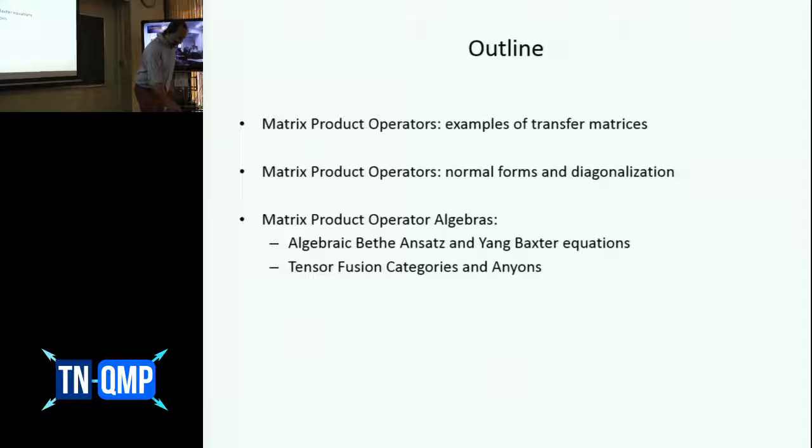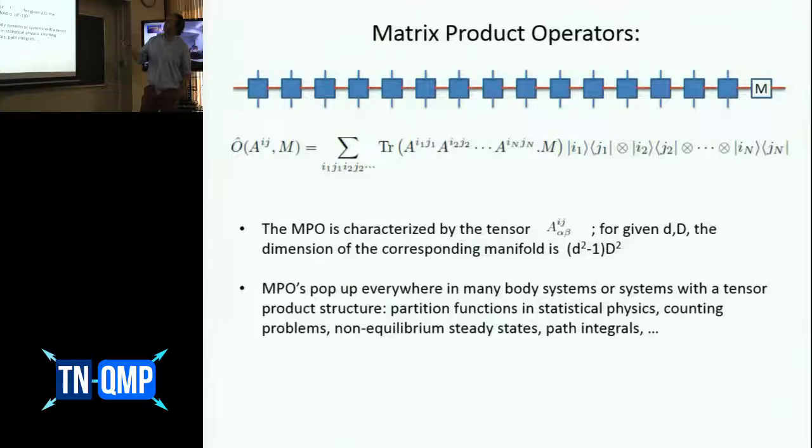Okay, so what is a matrix product operator? This is typically the way we write it. It's just the same as a matrix product state, which you have seen many, many times, but there are both legs, above and below. This is because this is an operator and not a state. That's the only difference.